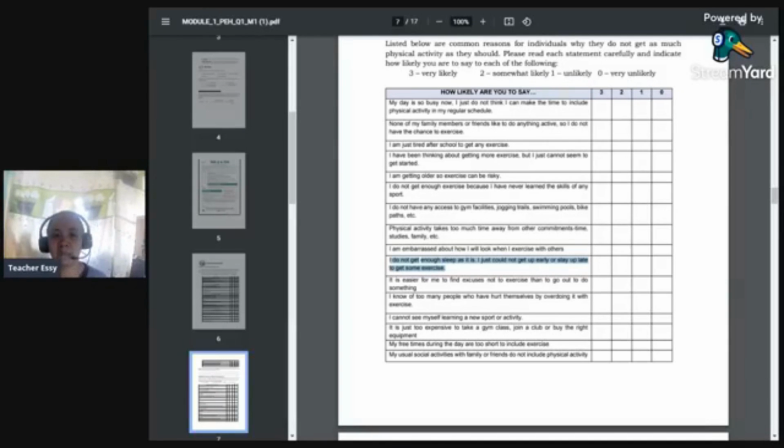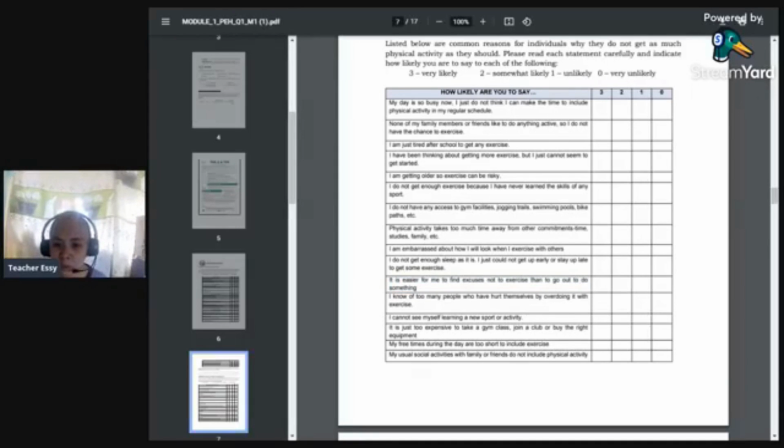That's number 10. Number 11, it is easier for me to find excuses not to exercise than to go out to do something. Mas madali sa akin na maghanap ng alibi para hindi mag-exercise kesa gumawa ng ibang bagay. That's number 11. So it's like, if you're gonna do something else, you can do it right away. But if you're gonna do some exercise, you tell yourself, oh, I can't do it. And you find excuses.